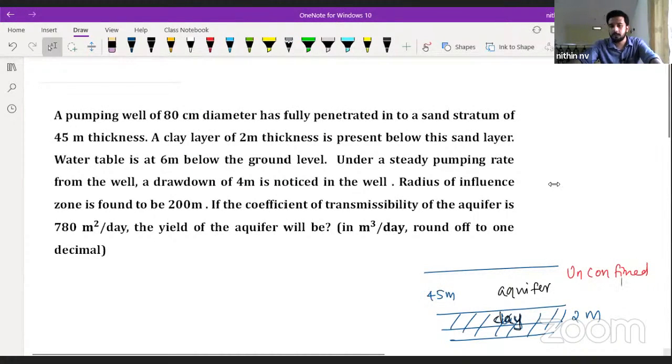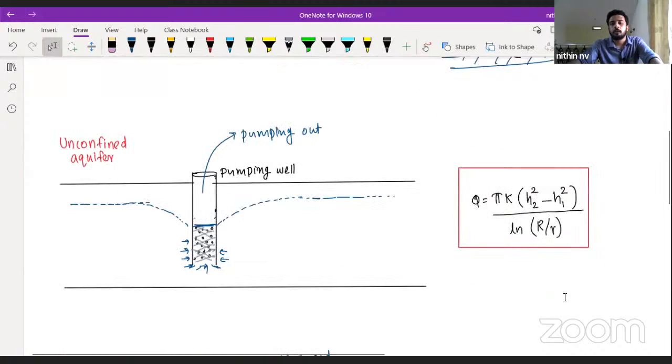Before going into the question, I'm just giving an introduction. Whenever we are pumping out water from an aquifer or a pumping well, this is nothing but our aquifer, the water table will get decreased and it will take a conical shape. We call it cone of depression. Now, if you know the maximum distance up to which the effect of this pumping is there.